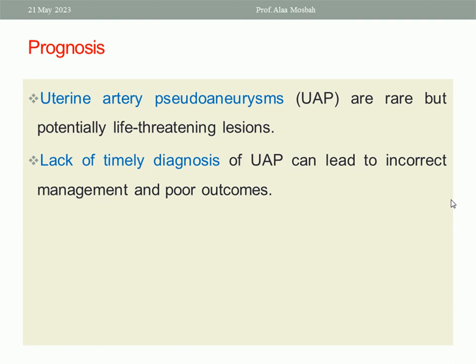The patient may be presented by secondary postpartum hemorrhage, one of the causes of secondary postpartum hemorrhage, uterine artery pseudoaneurysm. And the differential diagnosis also is arteriovenous malformation. Also may be presented with heavy or profuse menstrual bleeding. The patient may come in shock, hypotension and tachycardia, okay, up to death if not diagnosed and managed properly.